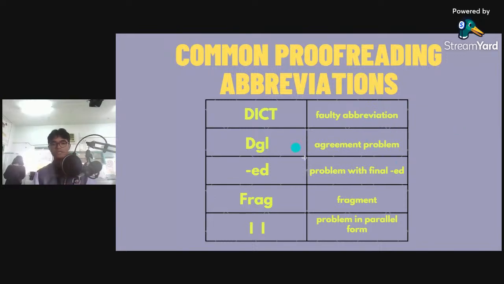So with these proofreading abbreviations, I'm going to cut it short, guys, because we have a special surprise for those who listen. As a generalization, are proofreading abbreviations and symbols necessary? Not strictly, but they help in saving time when trying to correct mistakes in a draft.